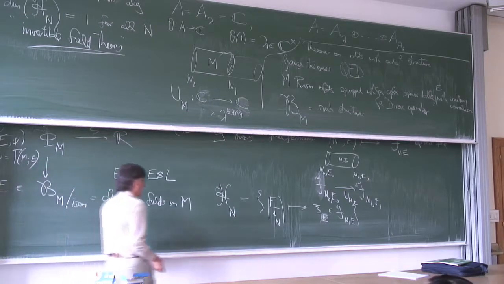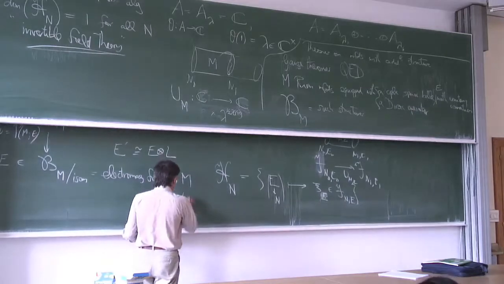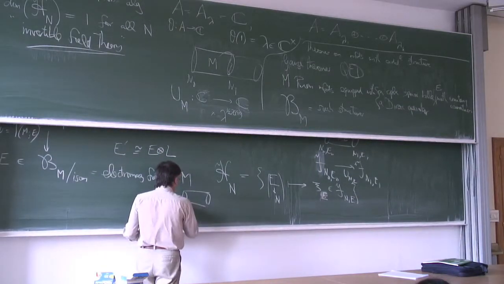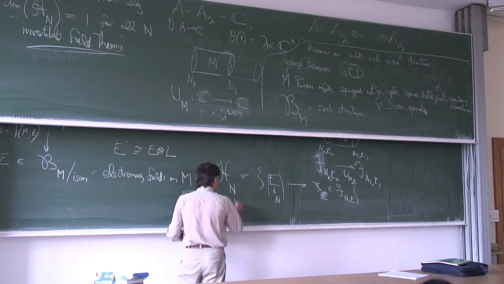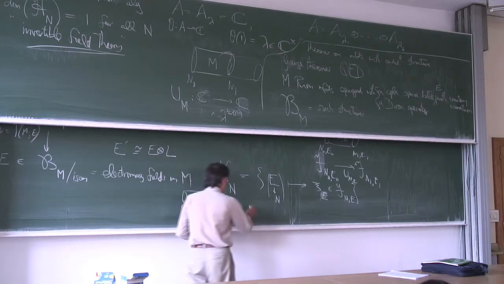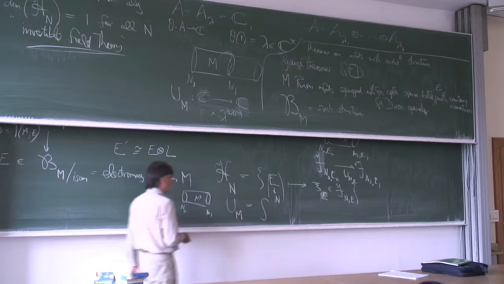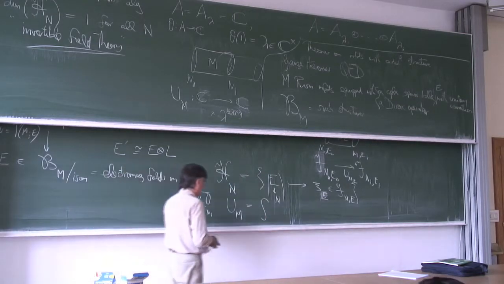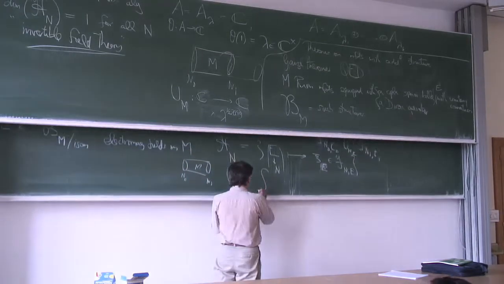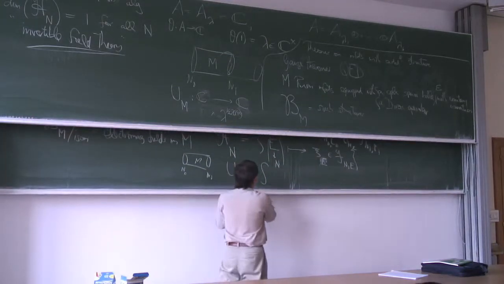And when you have an operator, when you have a cobordism M from N0 to N1, we want to define the operator UM. And at least notionally, this will be the integral of all.